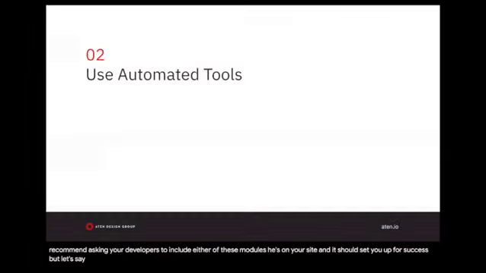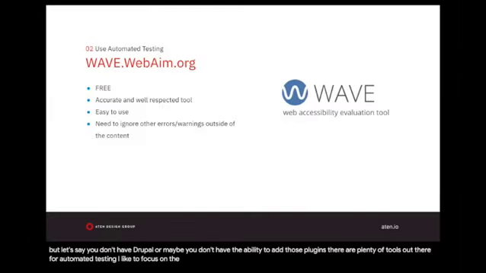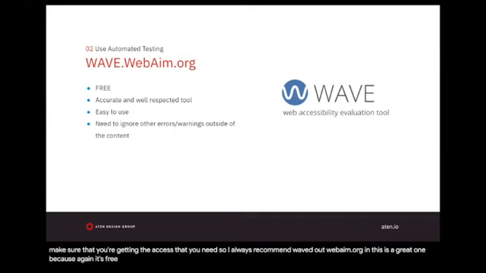But let's say you don't have Drupal, or maybe you don't have the ability to add those plugins. There are plenty of tools out there for automated testing. I like to focus on the free ones, especially for those who may be new to accessibility, because we want to make sure that you're getting the access that you need. So I always recommend wave.webaim.org. And this is a great one because, again, it's free. It's extremely accurate and well respected.